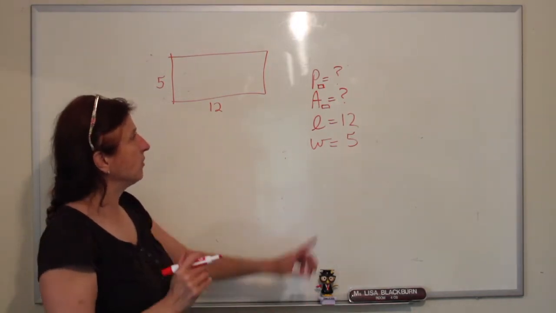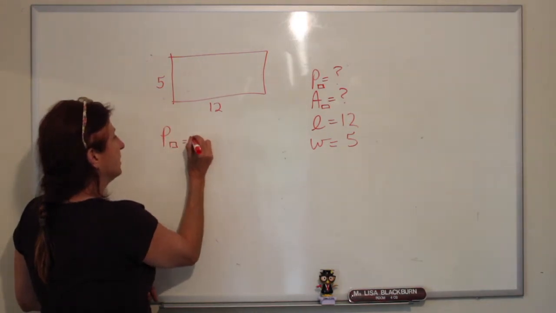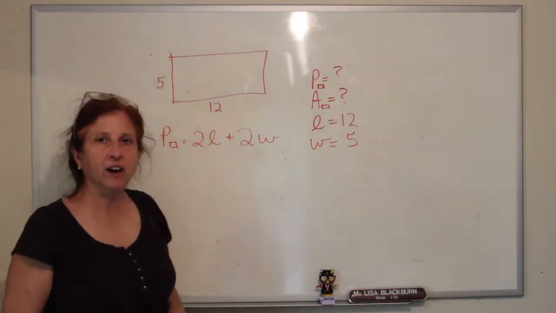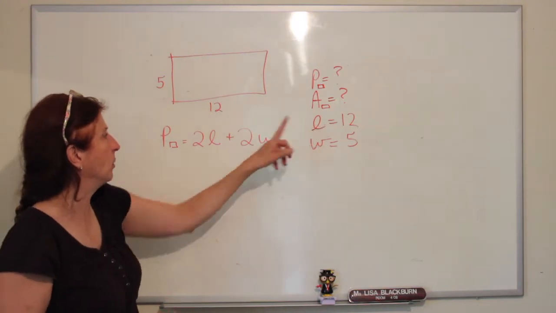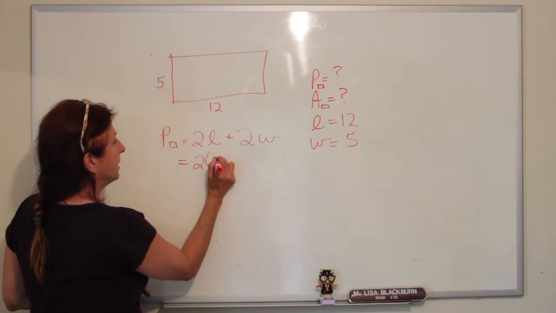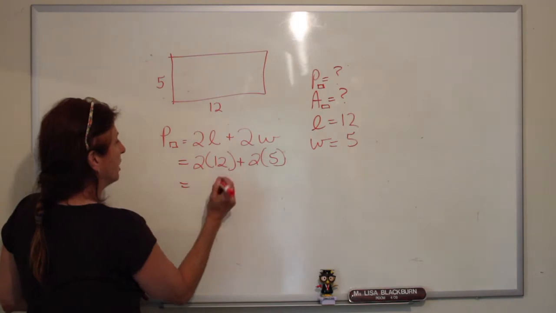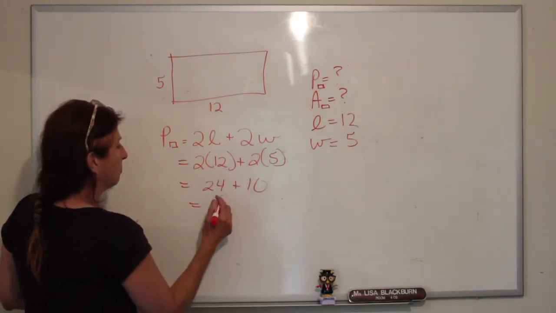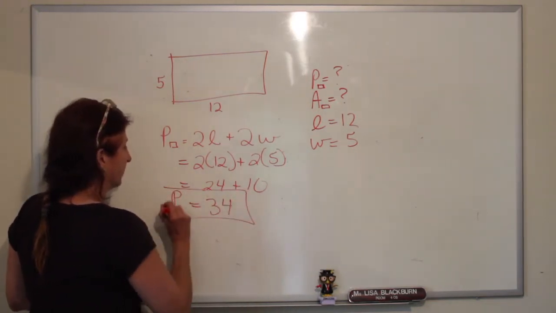Next, is there a formula for perimeter? Yes. Perimeter of a rectangle is 2 times the length plus 2 times the width. Now, I sing a song. Substitute. Because I'm going to substitute in 12 for L and 5 for W. So I say it equals 2 times 12 plus 2 times 5. 2 times 12 is 24. 2 times 5 is 10. 24 plus 10 is 34. Put a box around it.